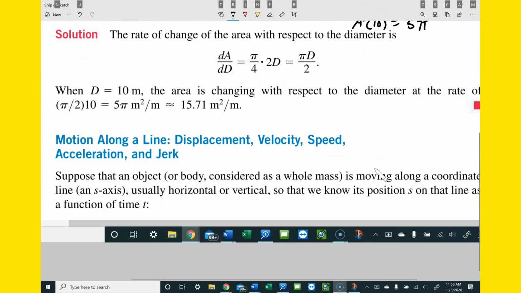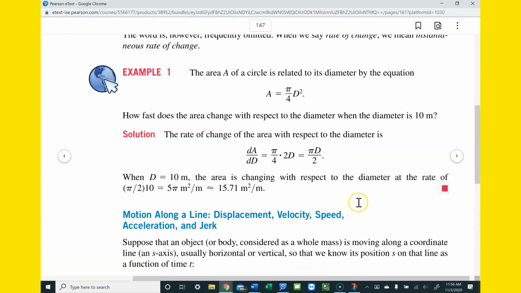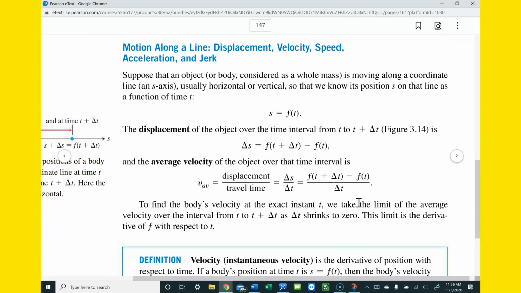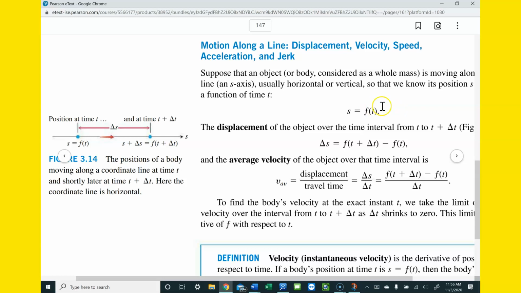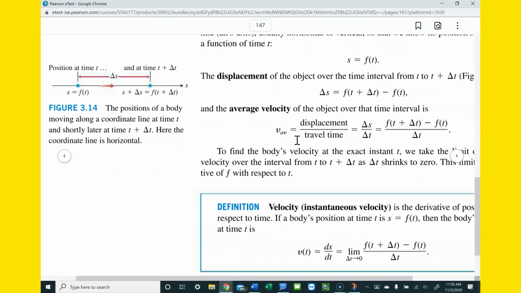All right, let's get on into physics when it comes to calculus. Suppose that an object is moving along a coordinate axis. So it means it's moving in a straight line. Usually we talk about that as a horizontal or a vertical direction, so that we know its position on that line is some function of time. So you have the position as a function of time, and you have some equation for that.